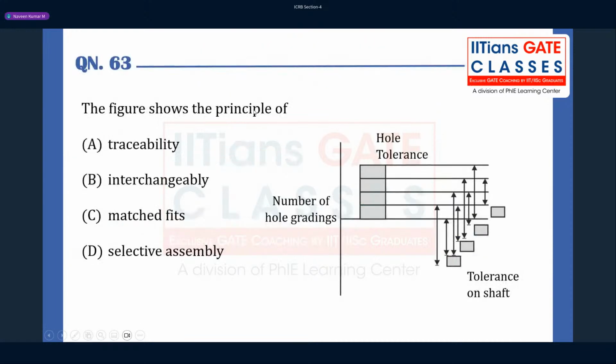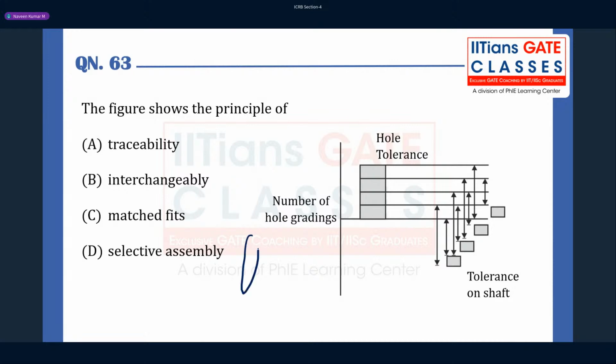The figure shows the principle of... So this will be from the metrology and inspection chapter, right? The syllabus. So these are the hole gradings, number of hole gradings, and these are the hole tolerances and shaft tolerances. Okay.